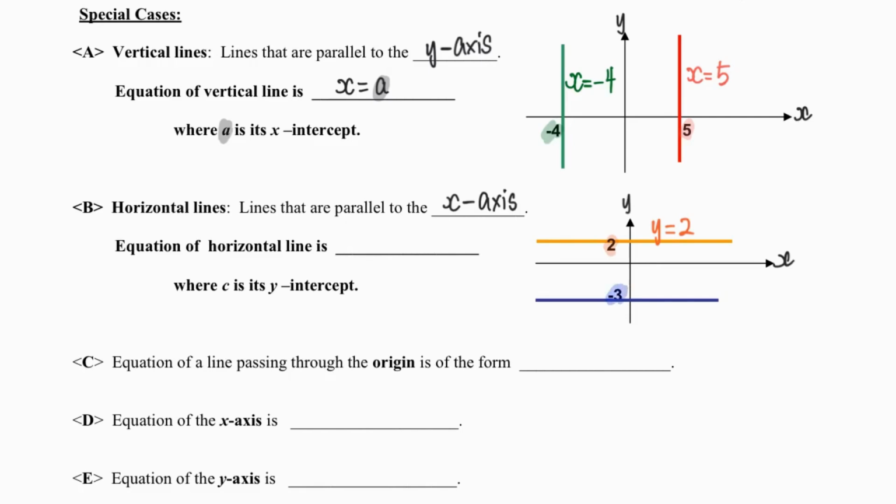Every point on this blue line, the y value is always equal to -3. So it's called y equals -3. That's the equation. Since I know that, you should be able to guess that this is the equation of a horizontal line, y equals c, where c is the y-intercept.